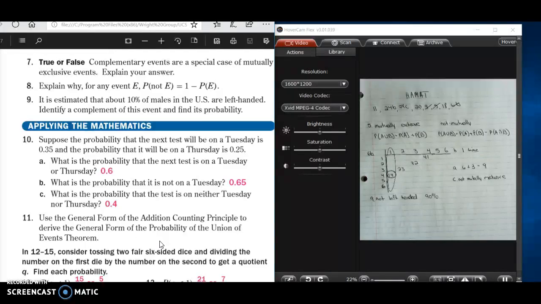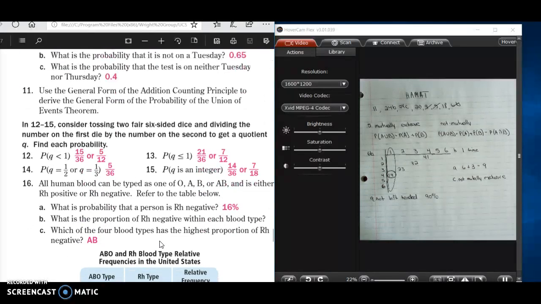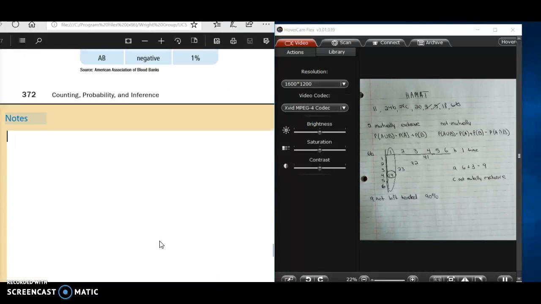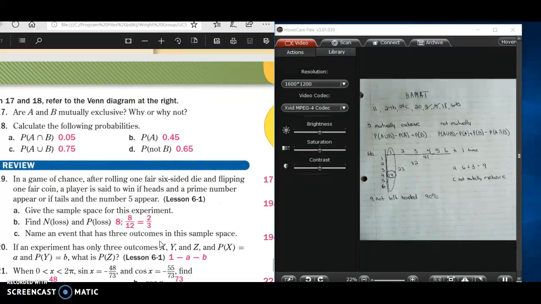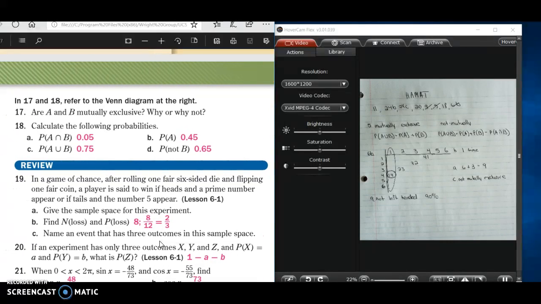I think I'll wait and do 11 because I can see it's a formula. Let's see if we can go down to question 18 and answer that one for you. And that one looks lengthy as well. So I think I will stop here. Actually, let's go down and take a look at 20.